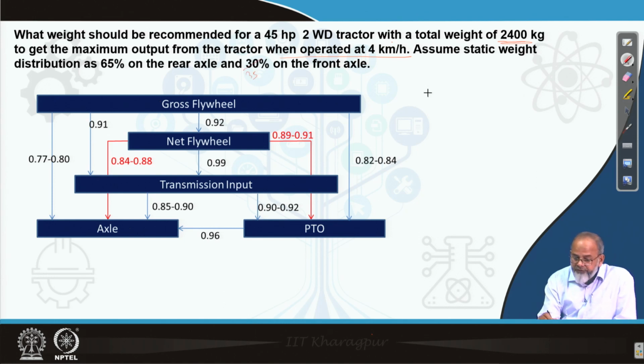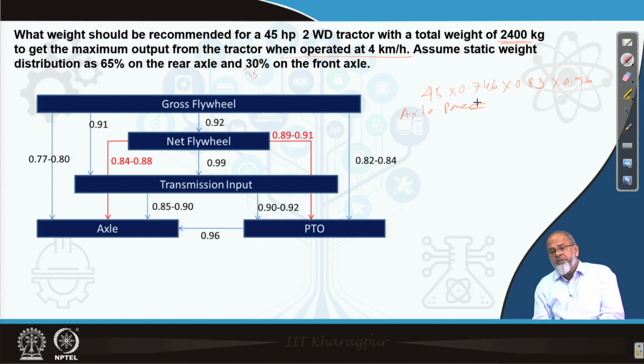That means 45 HP into 0.746, that becomes your kilowatt. Then I multiply with 0.82 to 0.84, so suppose I take 0.83, so that will give you power at the PTO, and then I again multiply with 0.96, so that will give you axle power.